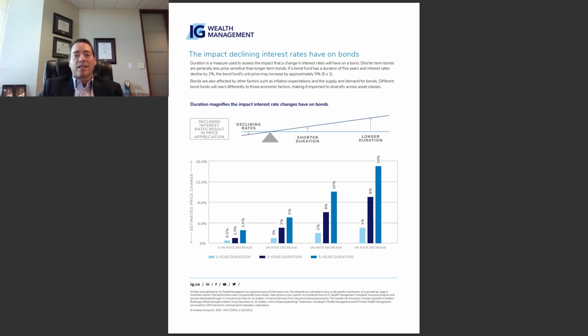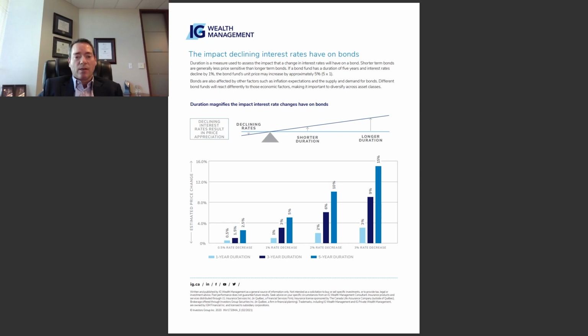Basically, these bonds are affected by other factors. There is inflation that can affect them, and supply and demand. So interest rates are not the only thing that affects the price. The value of those bonds can be a supply and demand issue, but the interest rate is going to be your number one factor that we're looking at.